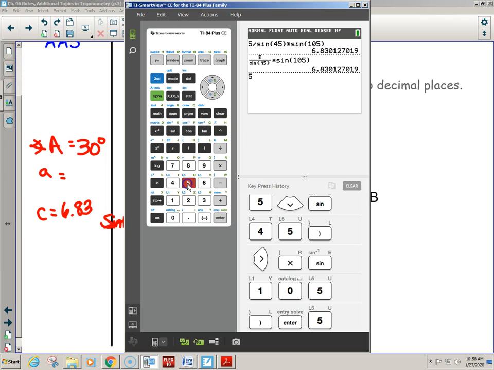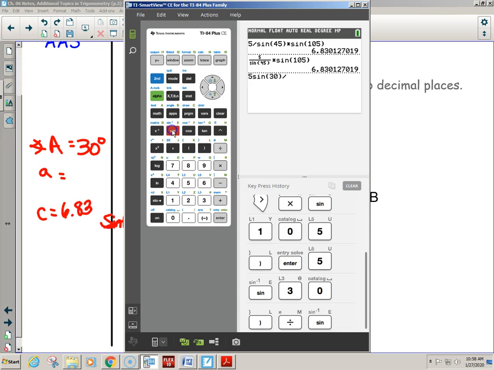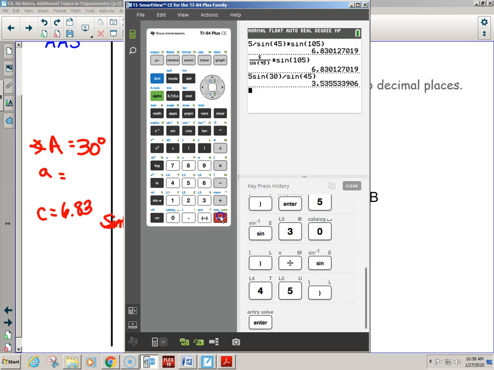We had 5 again, right? 5 sine of 30 divided by sine of 45. Once again, PEMDAS will be totally fine this time, since we just have a simple multiplication and division.